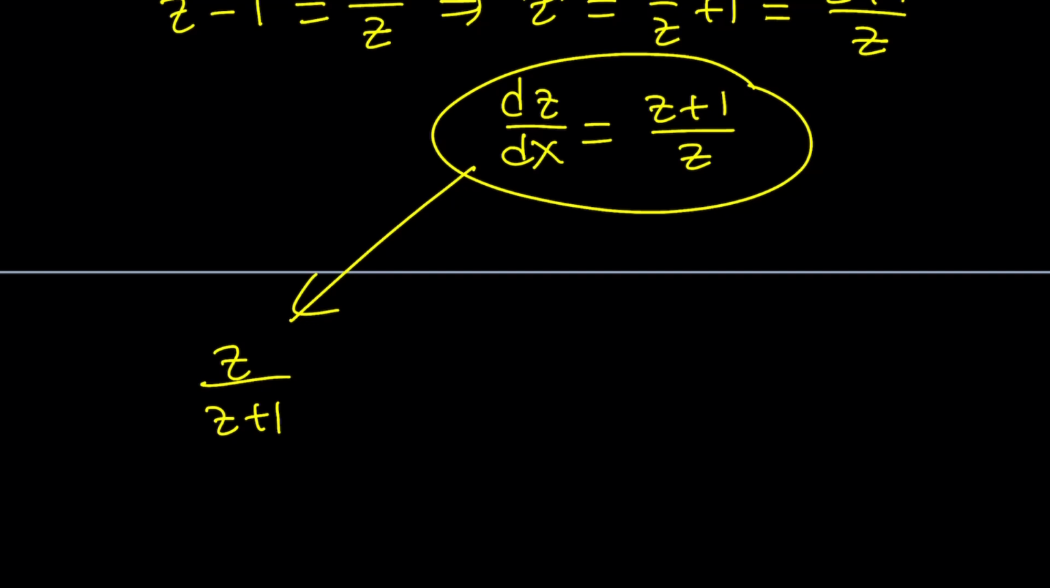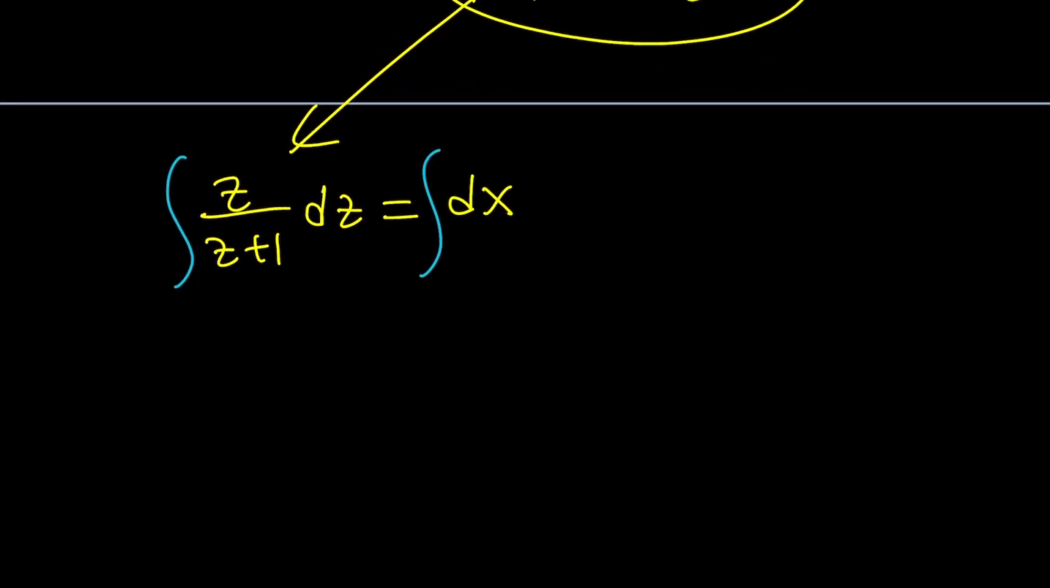Actually, yeah. We're going to divide both sides by that, or multiply by the reciprocal of this, right? dz, and that equals dx. Awesome. Now we can integrate both sides. For a second, this just didn't look right to me. That's why I stopped. So now we have an integral on the left-hand side. How do we integrate z over z plus 1?